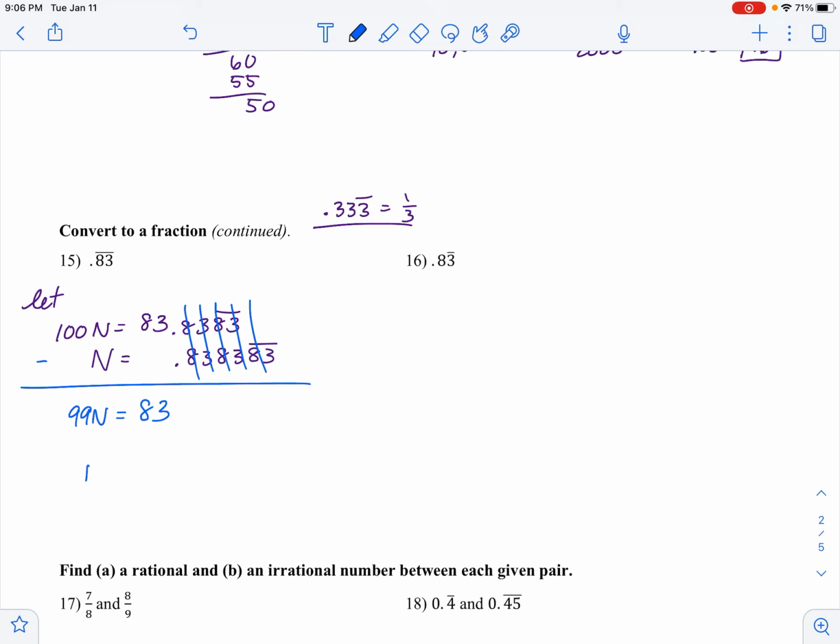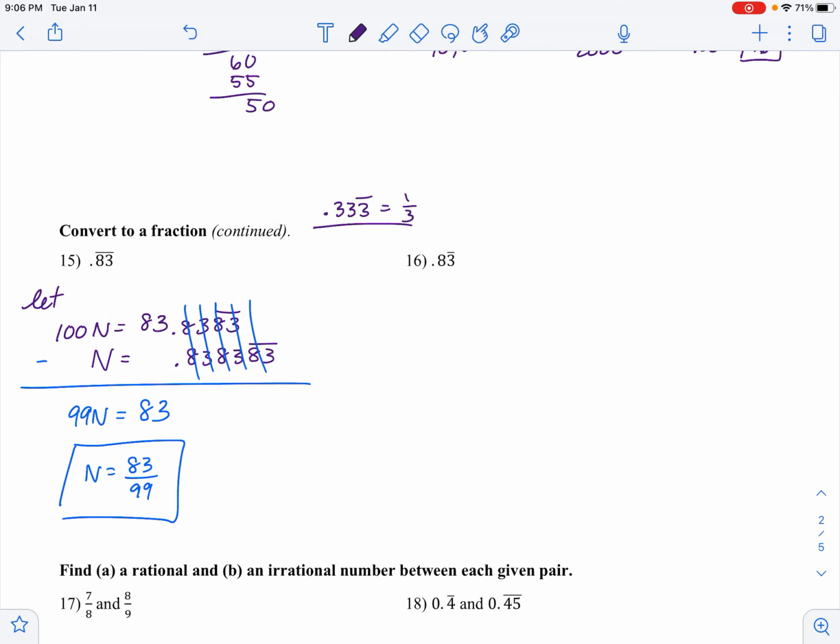Now, to get n alone, all I have to do is divide both sides by 99, and I've got to just make sure that nothing goes into 83 and into 99, because I do want to simplify. I don't think anything does, because 8 plus 3 is 11, and 3 doesn't go into 11, so I'm pretty sure that's my simplified answer.